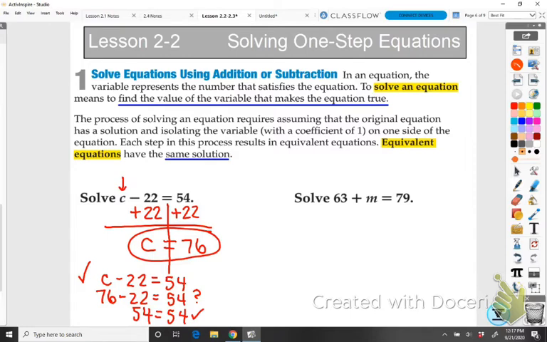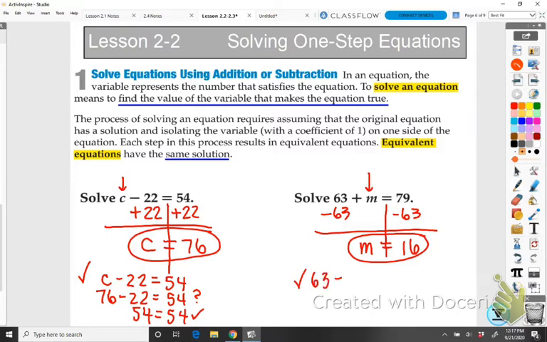On the second one, you're adding 63 to M, so now the inverse would be subtraction. So I showed that on the left and on the right, and M equals 16 on this one. And again, to check, we rewrite the original, 63 plus M equals 79. Replace the M with a 16 and ask yourself, does 63 plus 16 equal 79? In this case, it does. So 79 equals 79. It checks out.